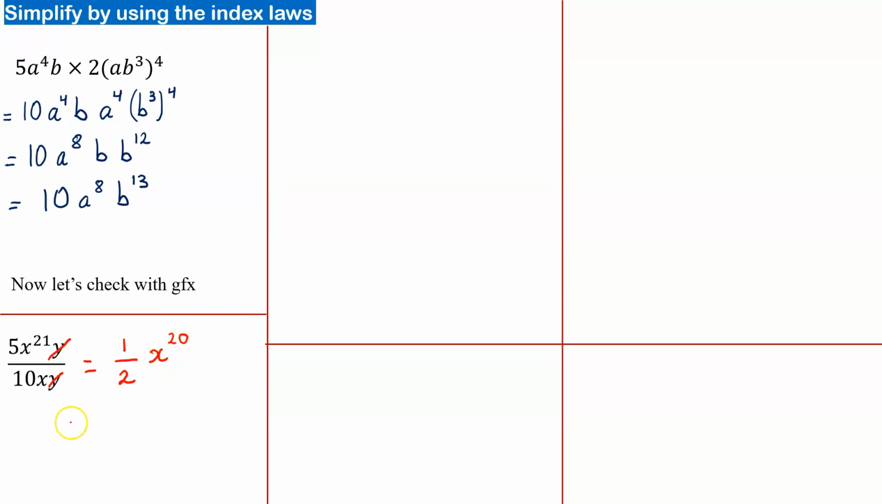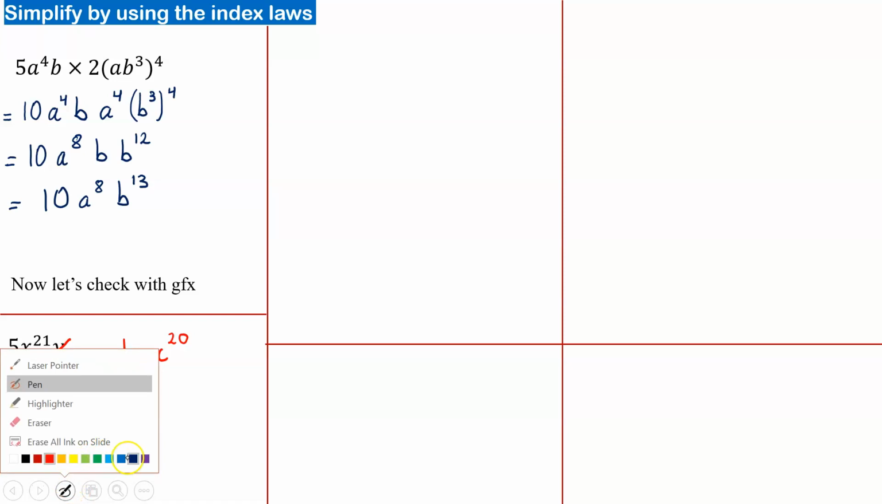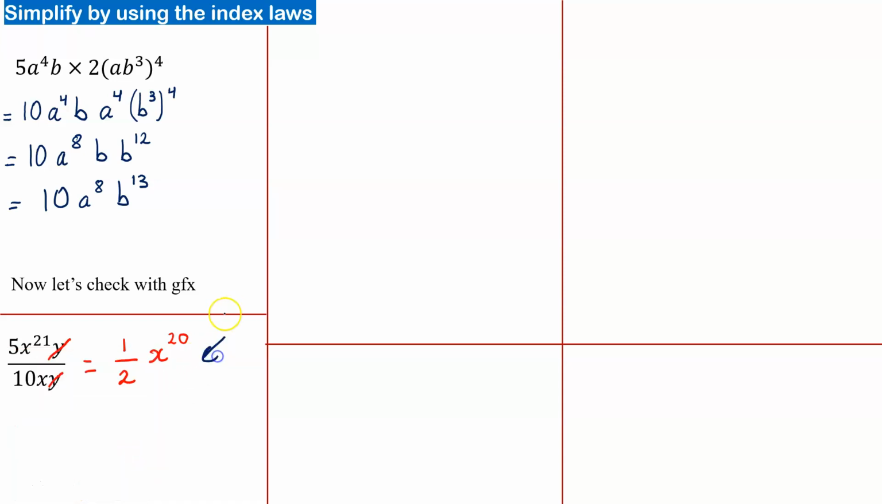Another way to write this answer, if you like, let me change the color, because to stop here is perfectly acceptable. Another way that you could express it is x to the 20 over 2, and that's acceptable as well.